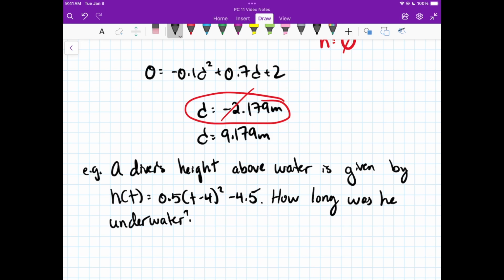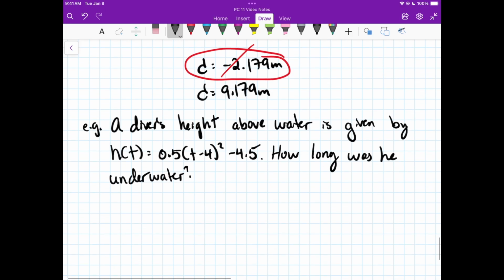So same idea, right? The surface of the water would be at h being 0. So we've got 0 equals 0.5 times t minus 4 squared minus 4.5, right? So height being 0, put 0 in for height. So go ahead, graph this on Desmos yourself. This is one you could graph by hand, but save some time. Graph it on Desmos. Try to interpret the answer and see what you come up with.